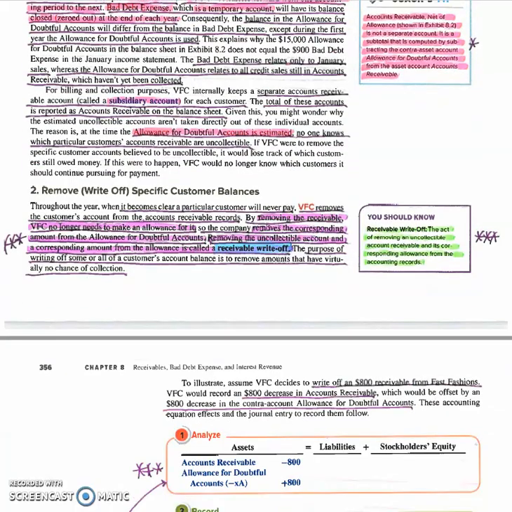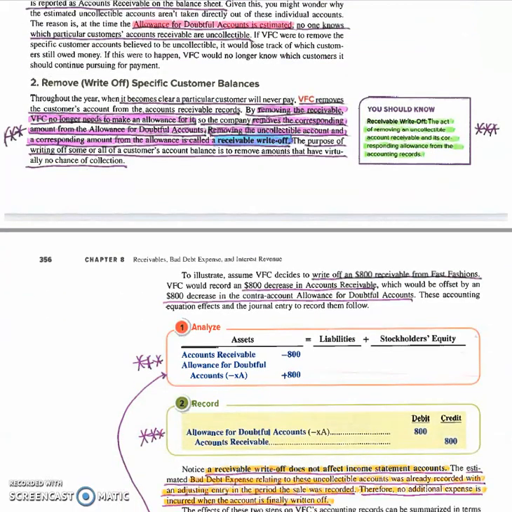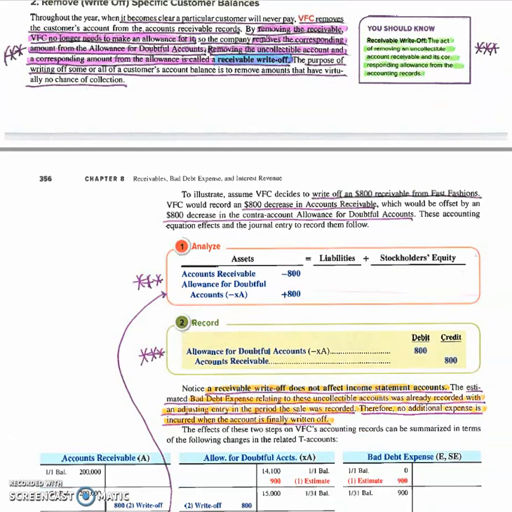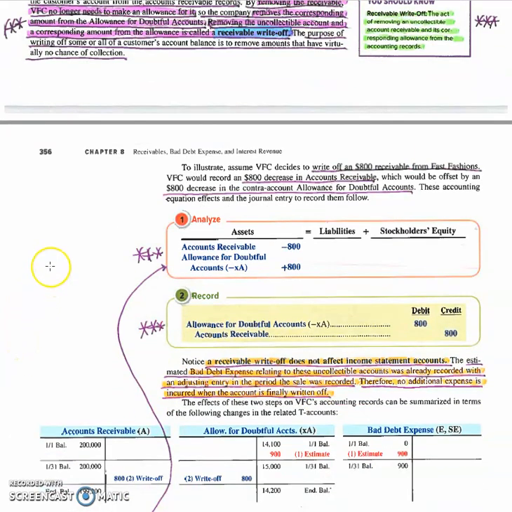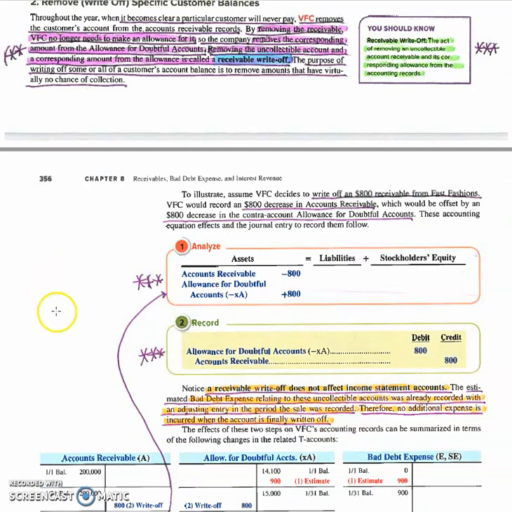Okay, now that's the allowance method. We're going to get more into how we calculate those amounts. But here you see journal entries. There is the journal entry to write off an uncollectible accounts receivable. We debit the allowance, credit accounts receivable. There you see the analysis of it. We reduce accounts receivable, reducing assets, and we reduce the allowance for doubtful accounts, which is a contra asset, and that increases assets.